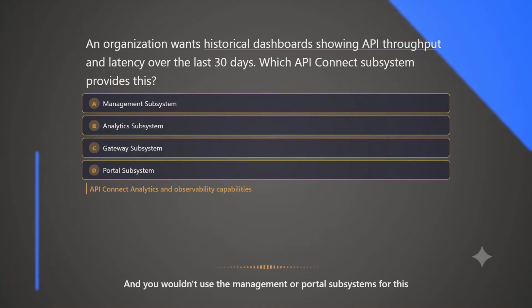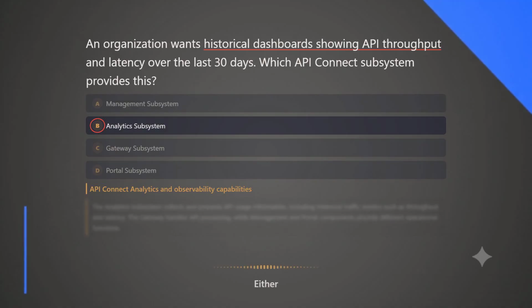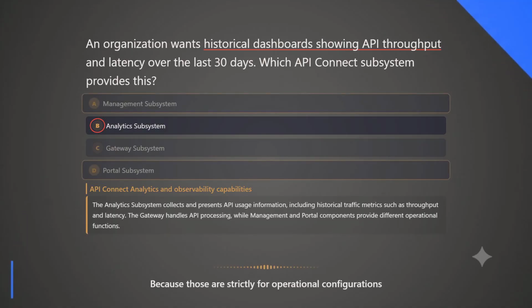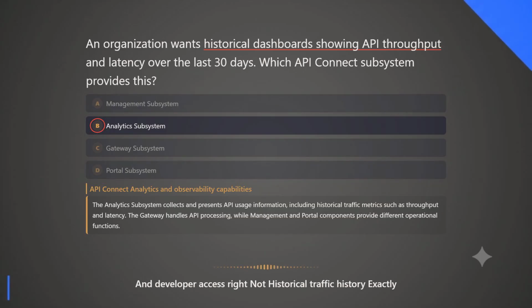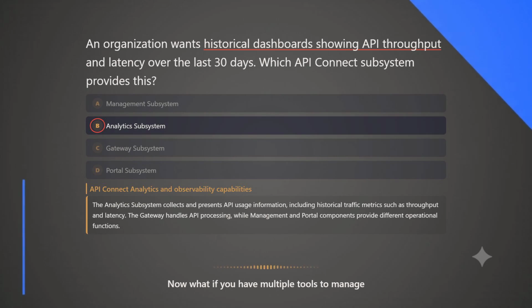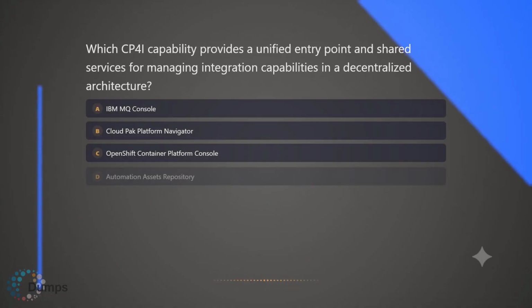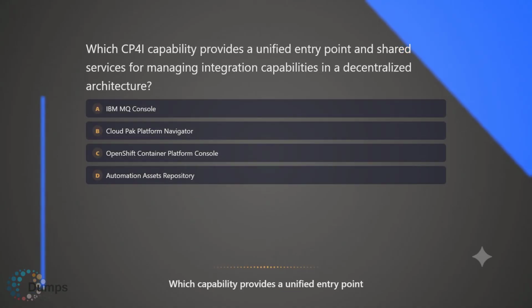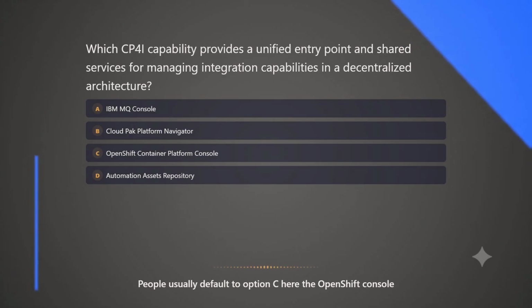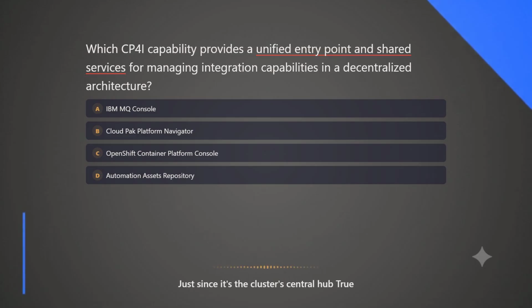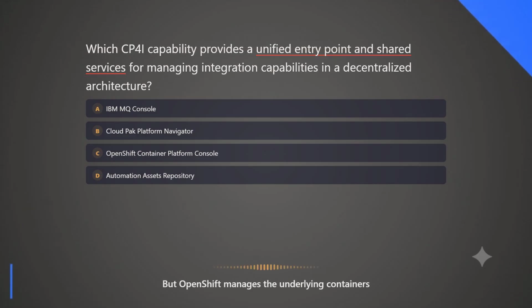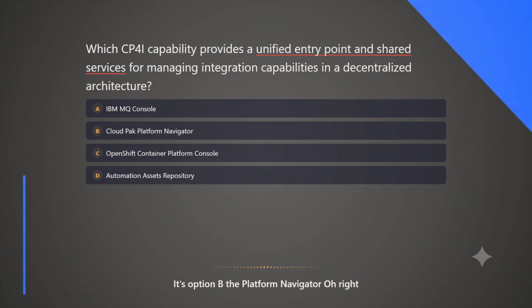Yep, and you wouldn't use the management or portal subsystems for this either. Because those are strictly for operational configurations and developer access, right? Not historical traffic history. Exactly. Now, what if you have multiple tools to manage across this entire decentralized architecture? Which capability provides a unified entry point? People usually default to option C here, the OpenShift console, just since it's the cluster's central hub. True, but OpenShift manages the underlying containers. For the actual integration tools themselves, it's option B, the platform navigator.